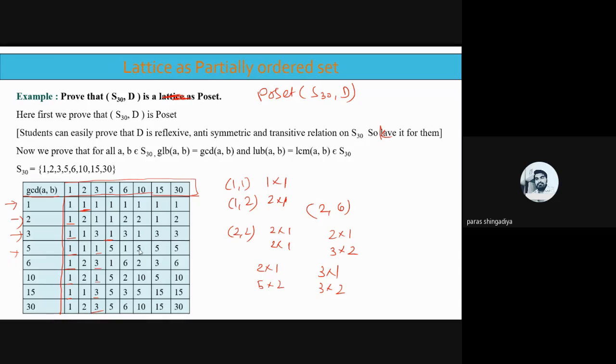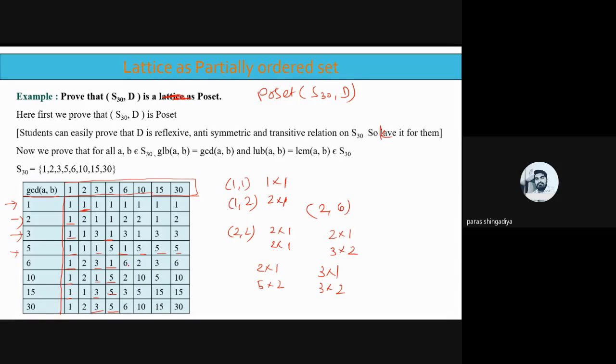5 and 6 have only 1 as a common divisor. What is the common divisor of 5 and 10? 5, okay, is also the greatest, so 5 is the answer. And then 5 and 15, 5 into 1, 5 into 3, so 5 is the common divisor. Then 5 and 30, 5 into 1, 6 into 5 is 30, so 5 is the answer, clear. And use this value of the fourth row in the fourth column, that is 1 5 5 and 5, so use it here, 1 5 5 and 5, clear.